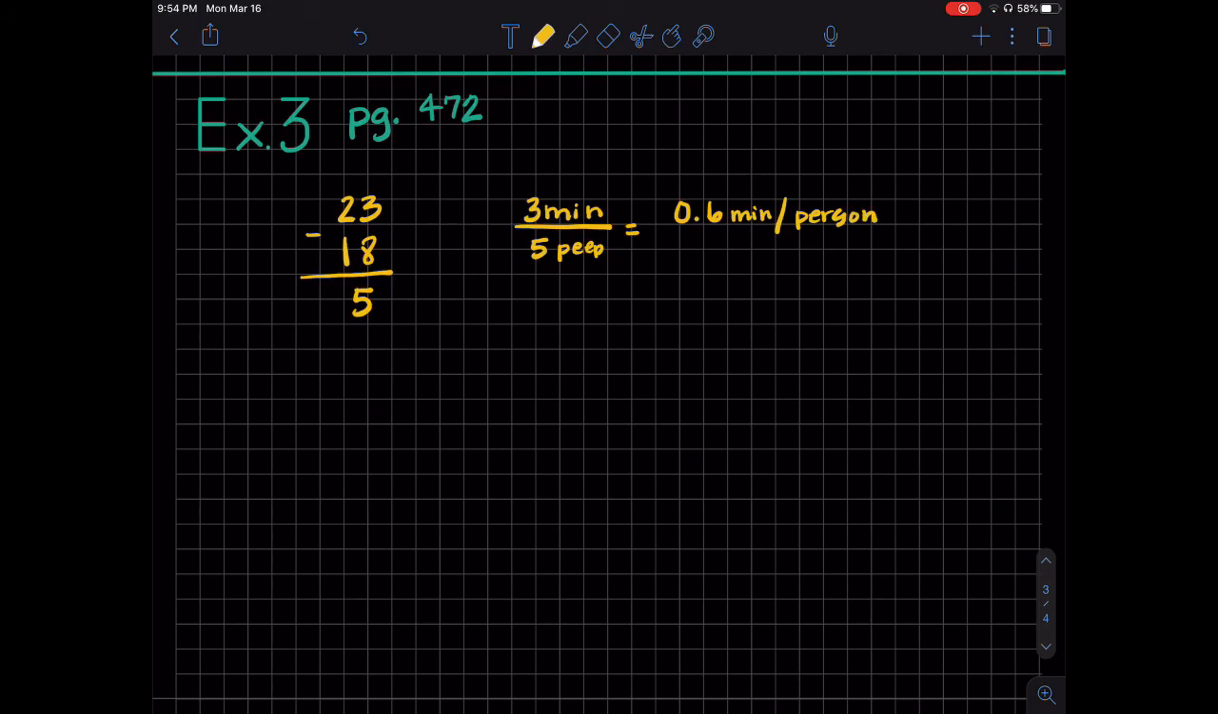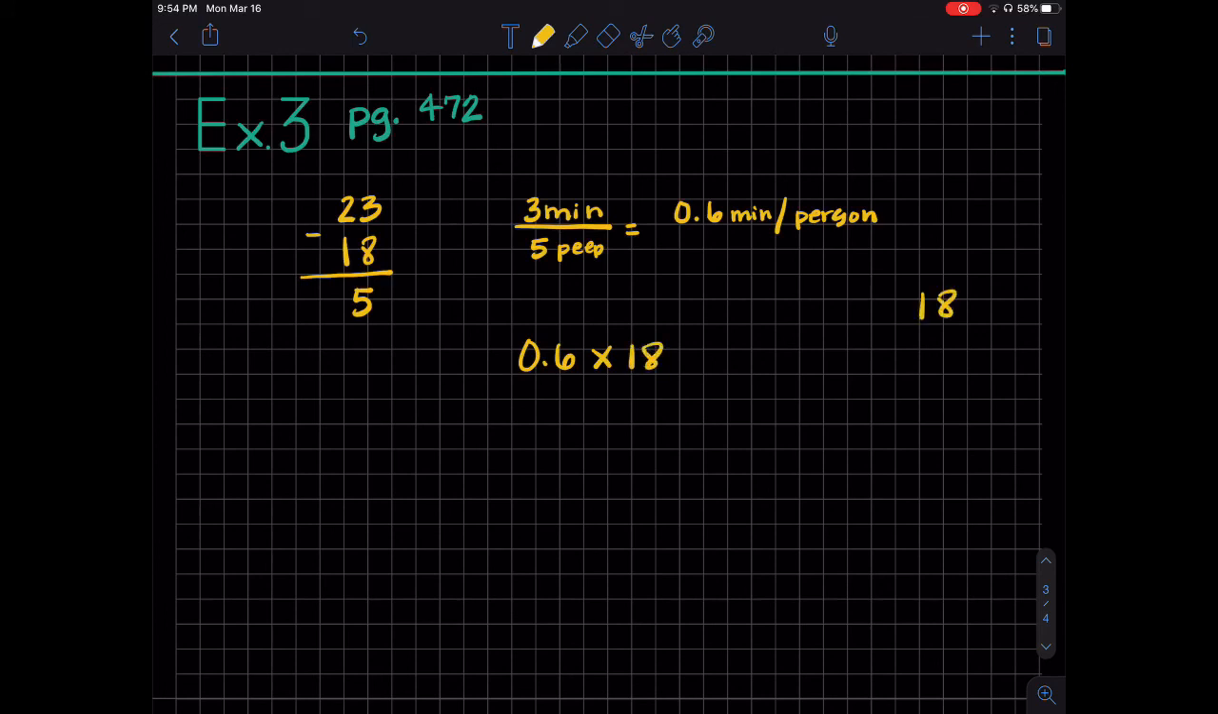Now, this doesn't account for every scenario because it's highly unlikely that there would only be a little over half a minute for every person in line in front of you. But it can give us an estimate of how long she has to wait. So we know that there are 18 people still in front of her, and at 0.6 times 18, we can figure out about how long she has to wait.